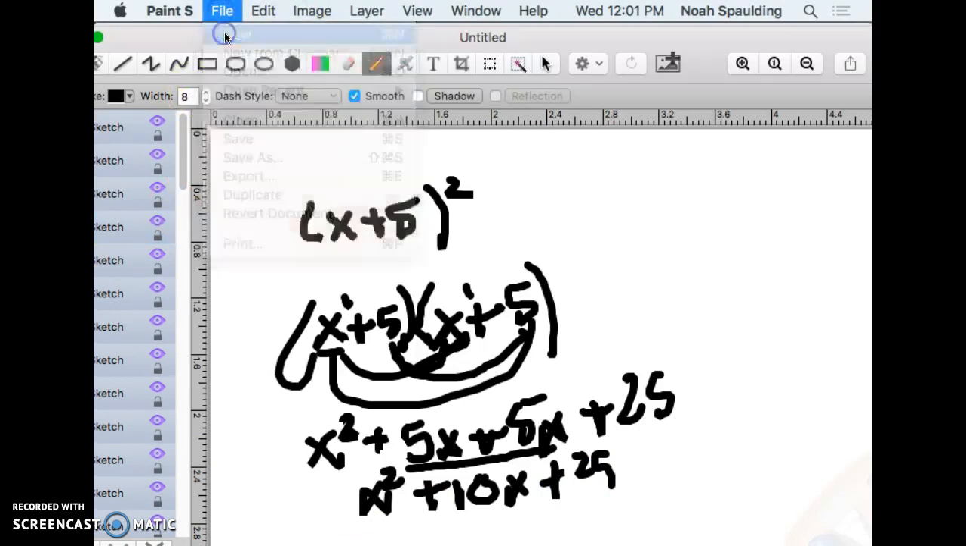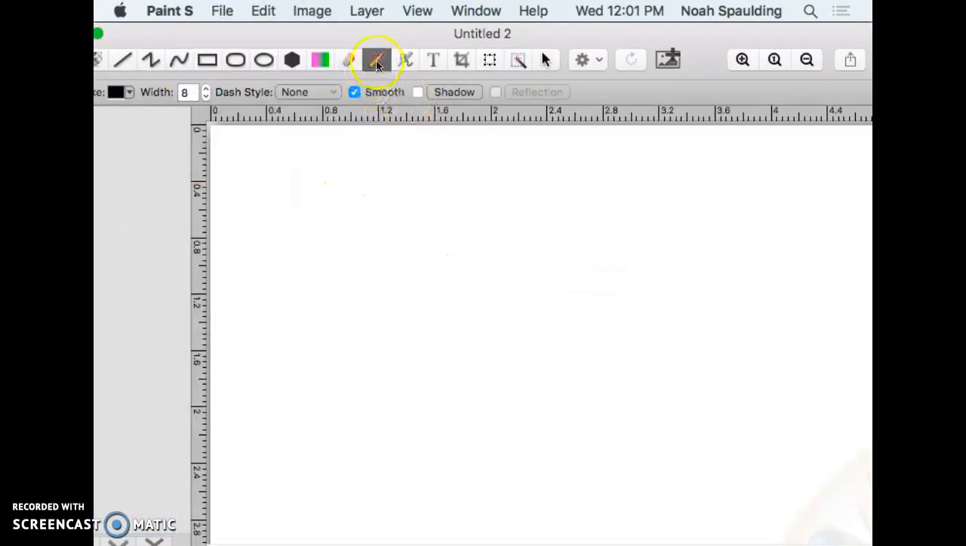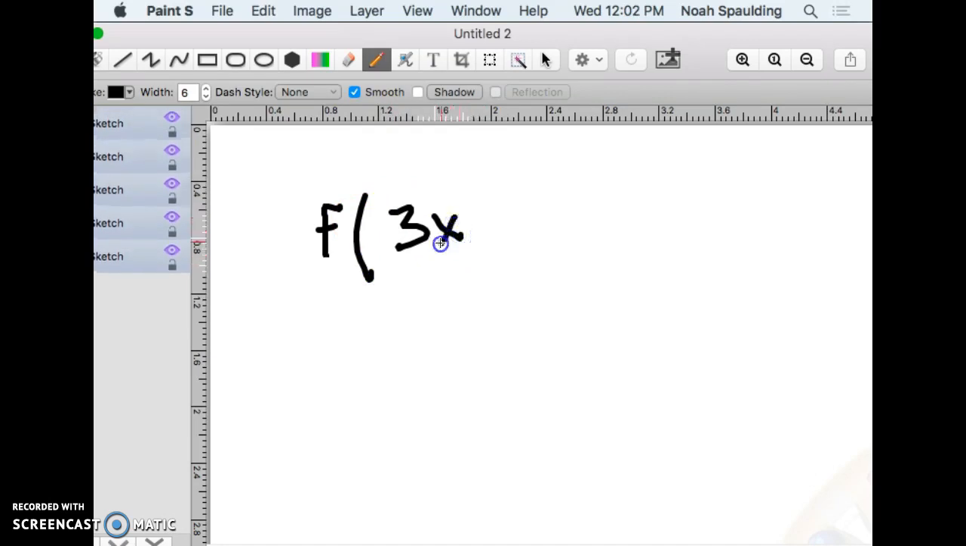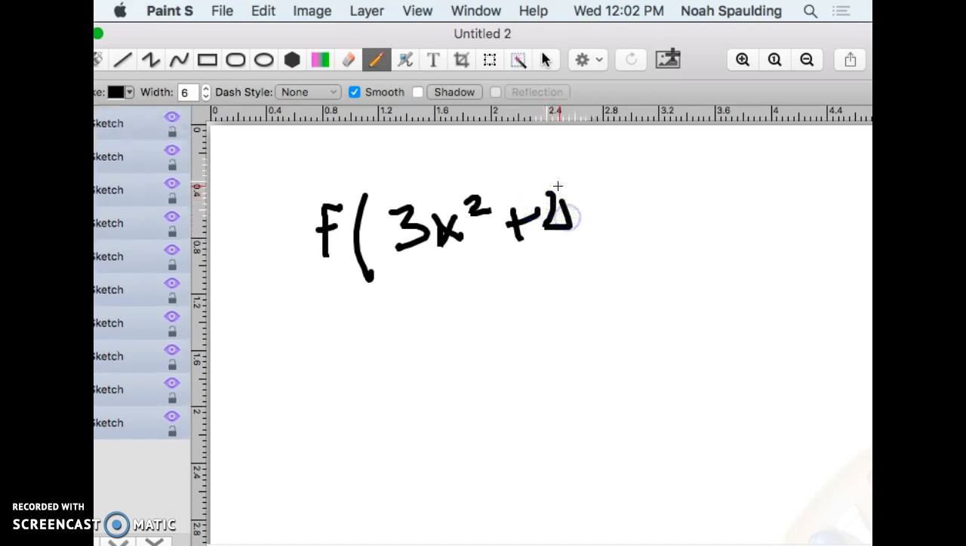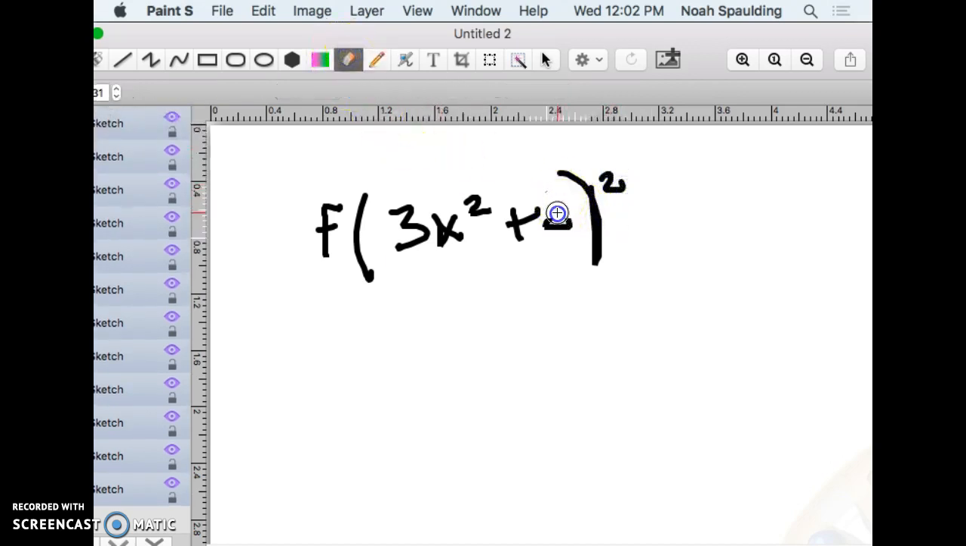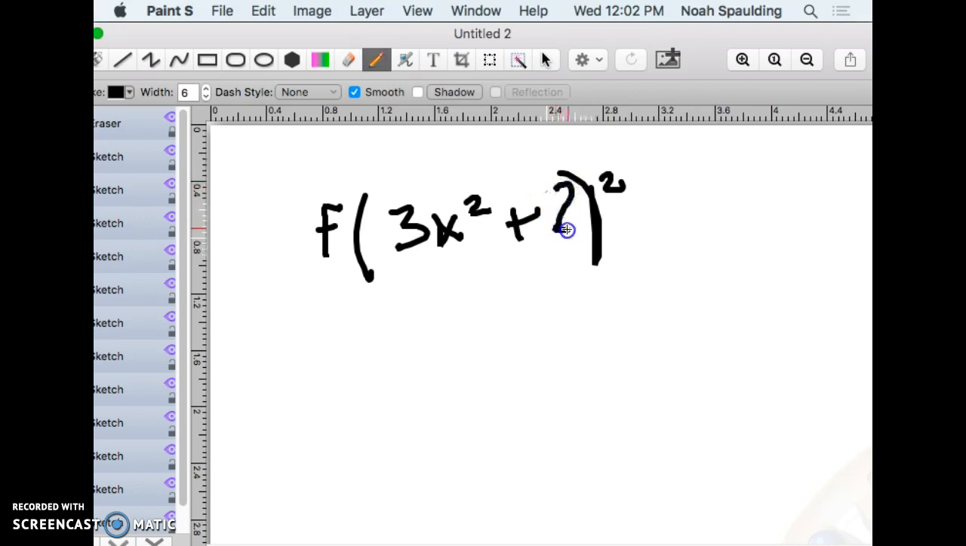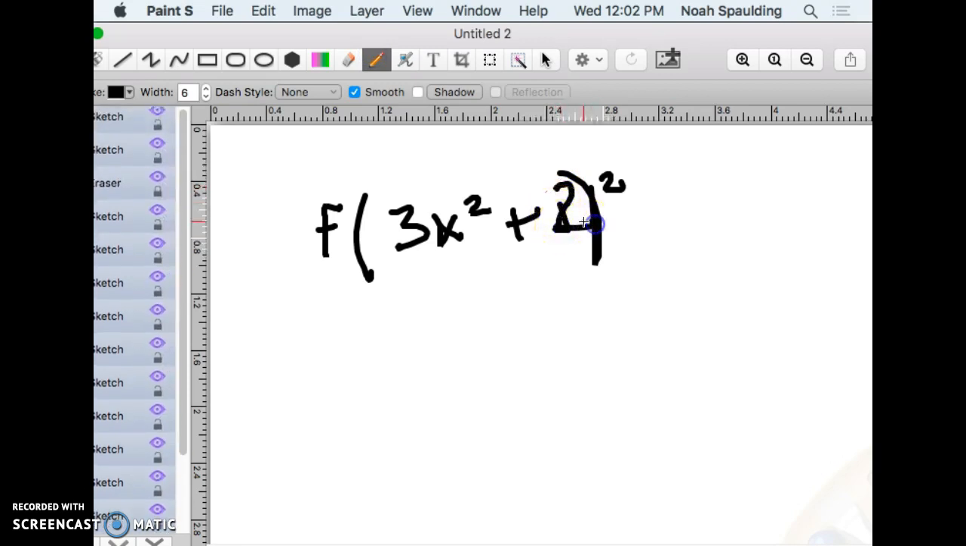All right, let's try a different one. Let's try f. F looks like this: 3x squared plus 2, and square that. Okay, so it looks like that. And now f is the problem. It has nothing to do with multiplication of it.